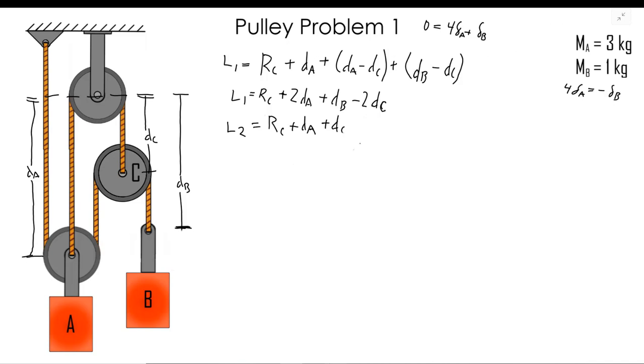Anyways, now let's take the derivatives of our equations. If we take the derivative of our first one, the change in length of our total rope is constant, so that's 0. This is constant as well, so 0 equals 0 plus 2VA plus VB minus 2VC.